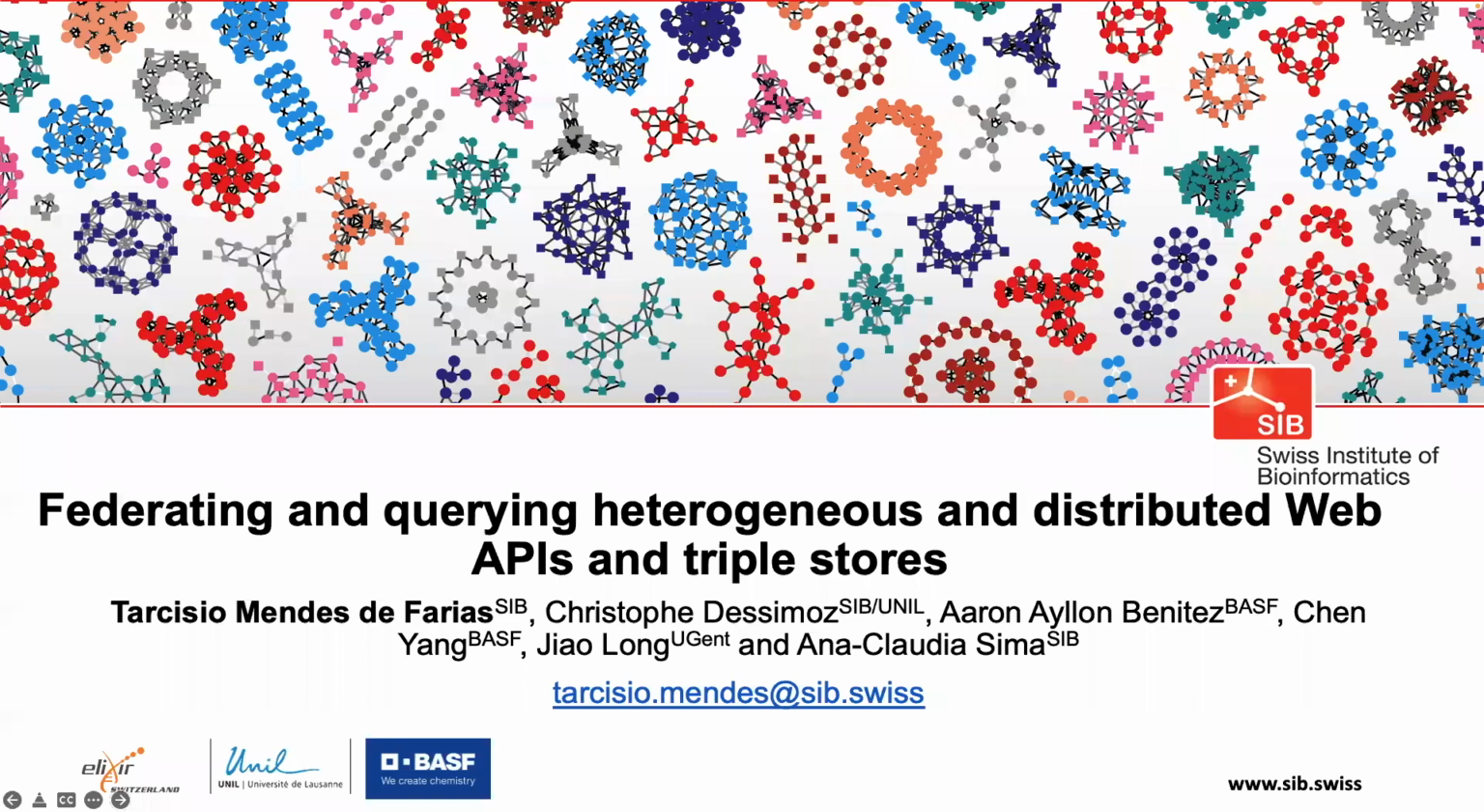I'm Tarcisio. I'm from the Swiss Institute of Bioinformatics. I'm here today to talk about our work federating and querying heterogeneous and distributed web APIs and triple stores. This work was done in collaboration with the BASF company. It's a leading company in the crop protection industry.